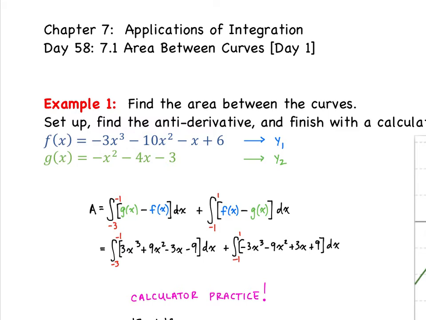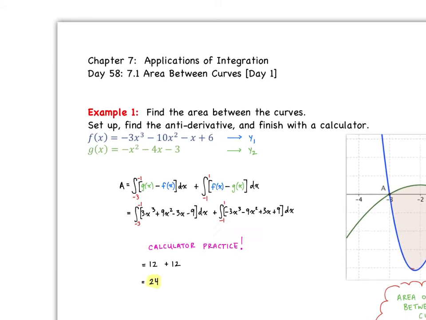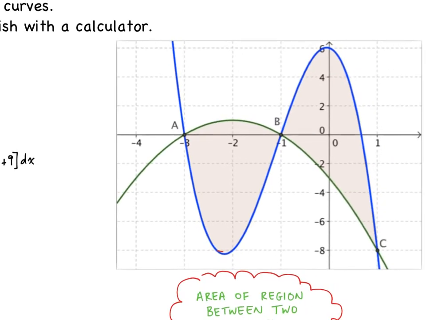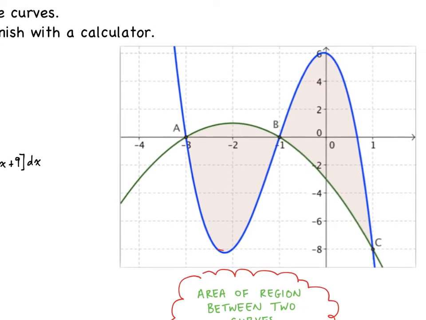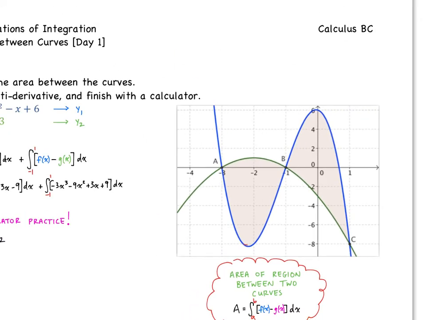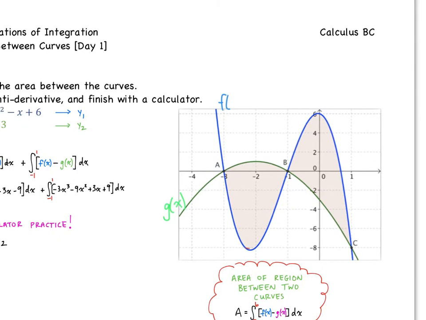First, before we get started, let f of x go into our y1 and g of x into y2, and then we're going to take a look at this graph. What we want to do is find the area between these two curves, okay? The g of x is our green, and the f of x is our blue. So we'll talk about that.